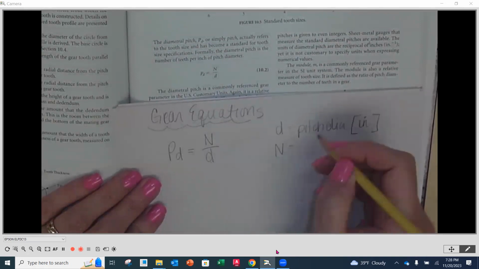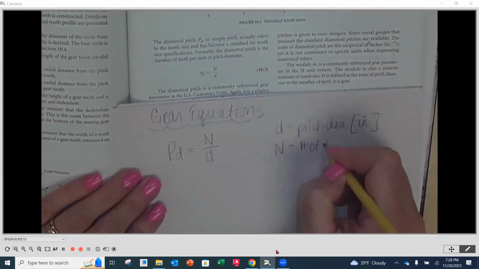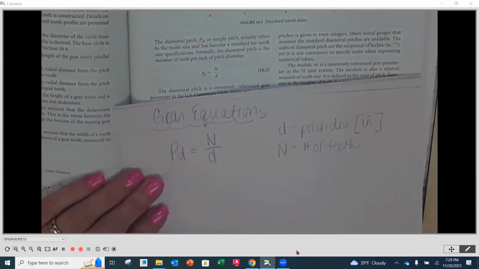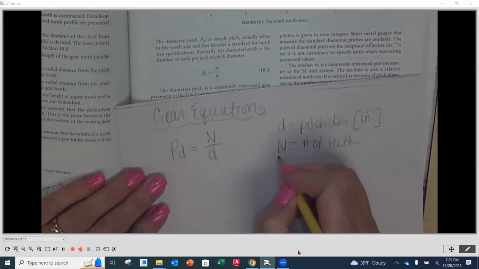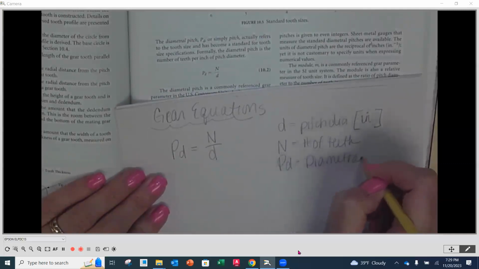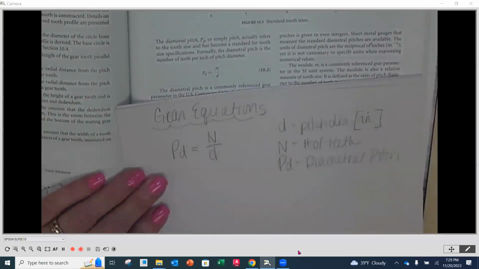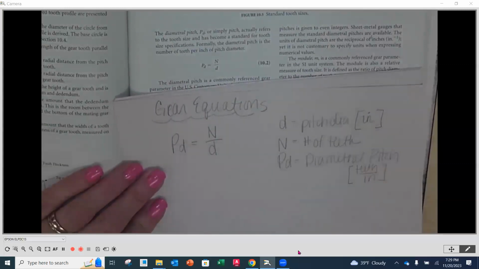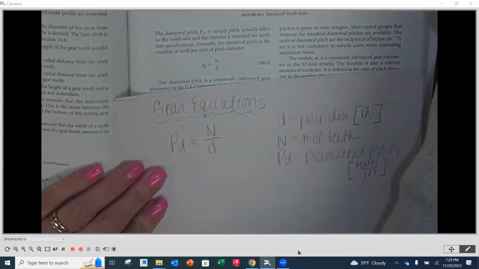Capital N is going to be the number of teeth. So we physically can count the teeth on a gear and use that in this equation. And then capital P sub D is diametral pitch. Okay, diametral pitch. Now the units for diametral pitch, I'm going to put them down below here, are going to be teeth per inch. Okay, teeth per inch.